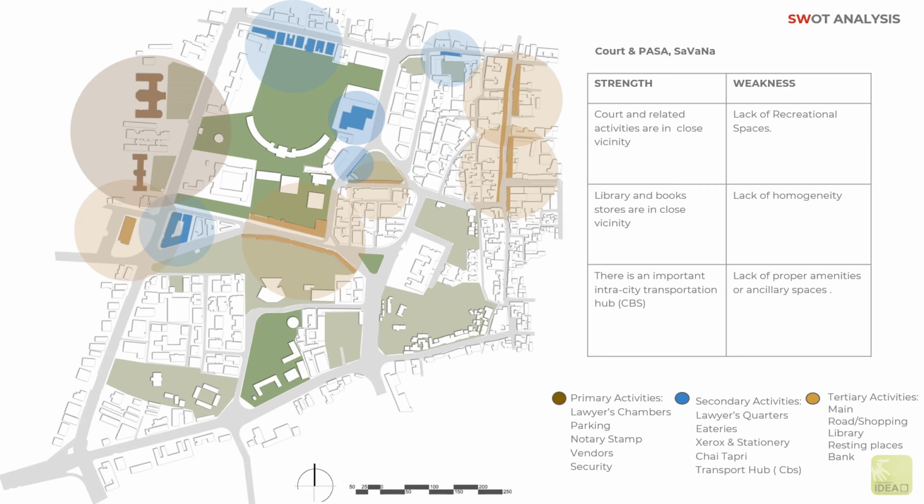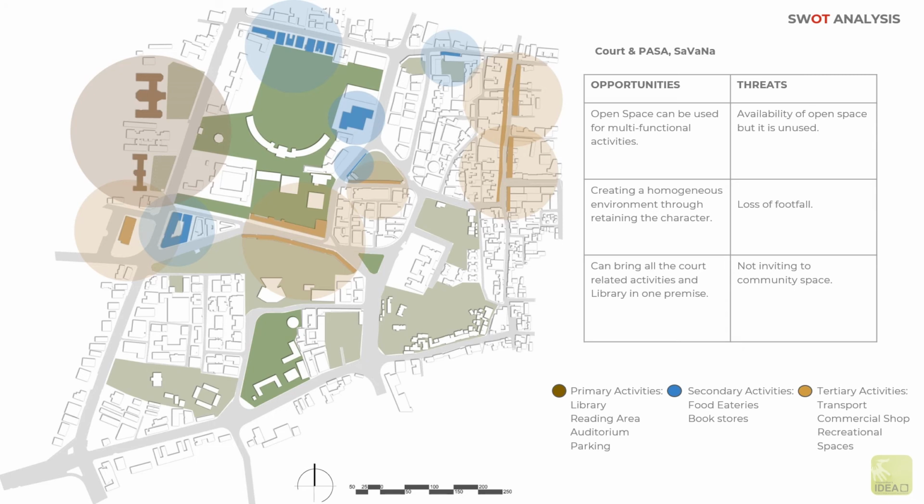Talking about the district court, entertainment amenities, and the public library, strengths are: court and related activities like lawyers' chambers, Xerox, and stationeries are in close vicinity. Library and bookstores share a close space with the court and the many schools. The intracity transportation hub is close to all these spaces. Weaknesses are: a need for refreshing and recreational spaces in the court premises. A lack of structural homogeneity is clearly visible. A lack of ancillary spaces is observed.